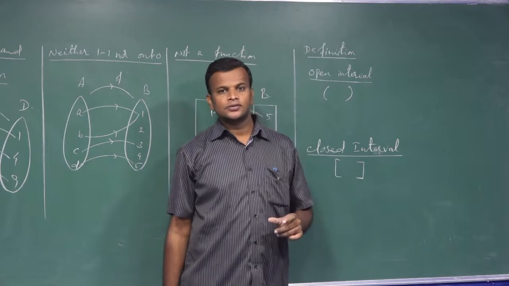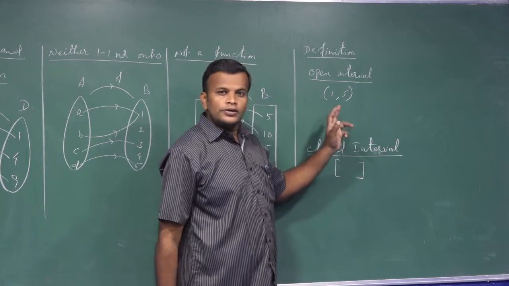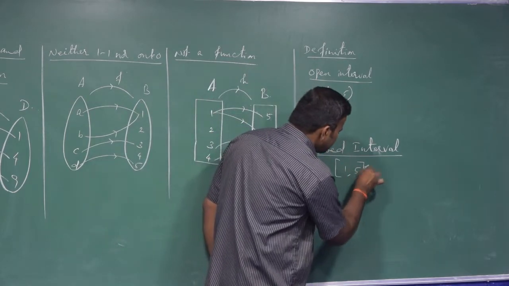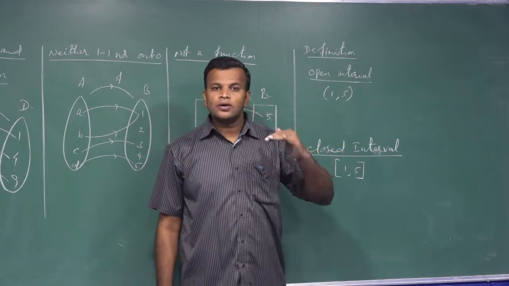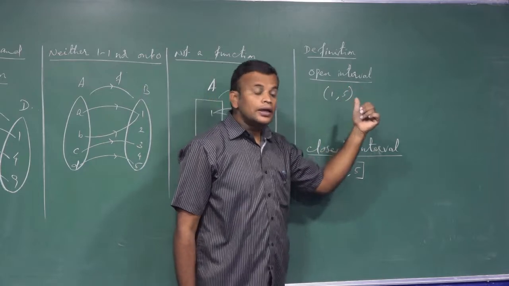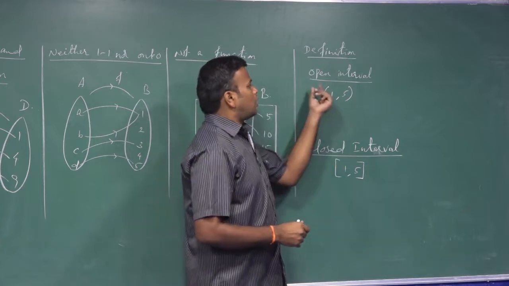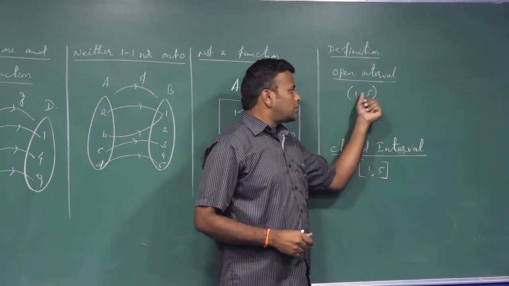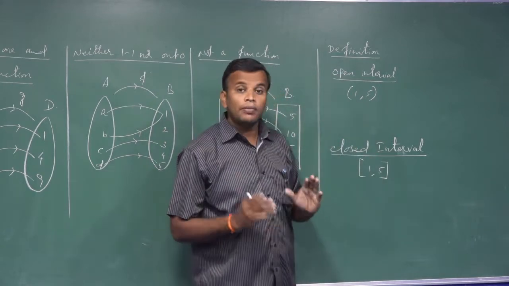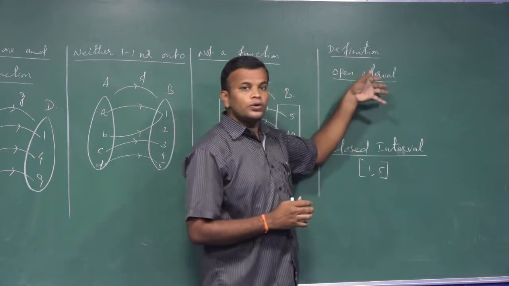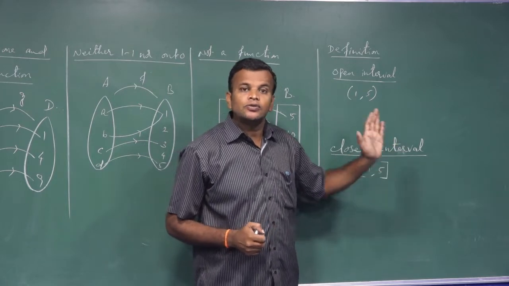Just one difference. Suppose in this interval I take 2 values, 1 and 5. Here also I take 1 and 5. What is the difference between these two intervals? The end points do not lie in the open interval, and the end points lie within the closed interval. That is the only difference. Observe 1 and 5: in between 1 and 5 there are 2, 3, 4. So these values are possible in the open interval, but the elements 1 and 5 are not included in this interval. But in the closed interval, the starting value is 1 and the end value is 5.